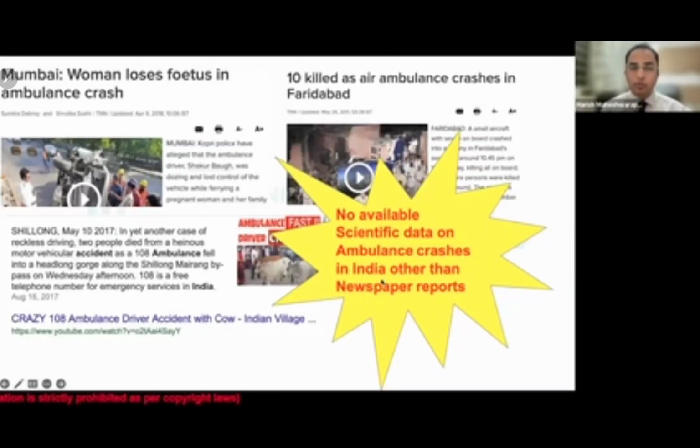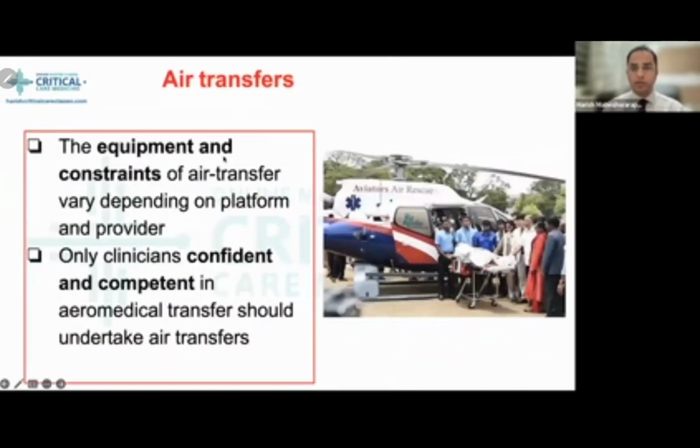In India we only have newspaper reports, like in Mumbai, a woman reportedly lost her fetus in an ambulance crash. Or 10 killed as air ambulance crashes in Faridabad. So we have this kind of newspaper data, but we don't have scientific data, because, as we know, some reports are underreported when it comes to ambulance crashes also.